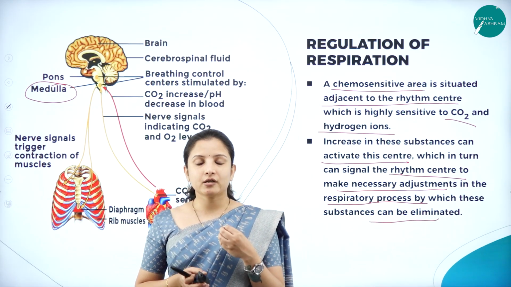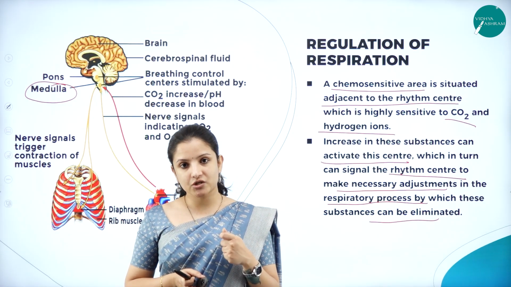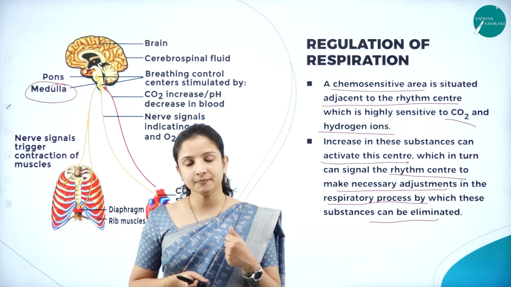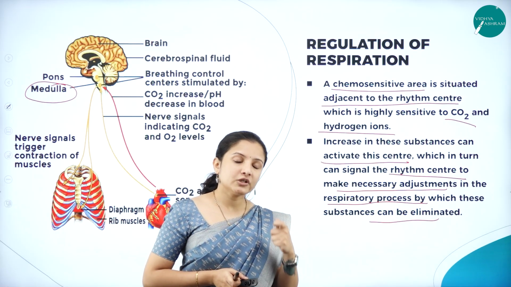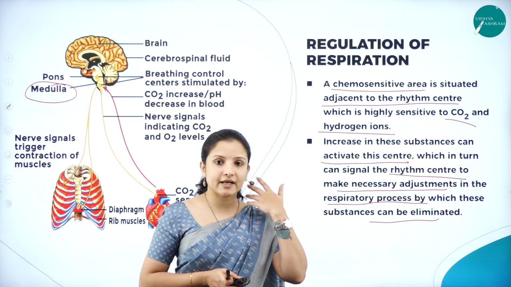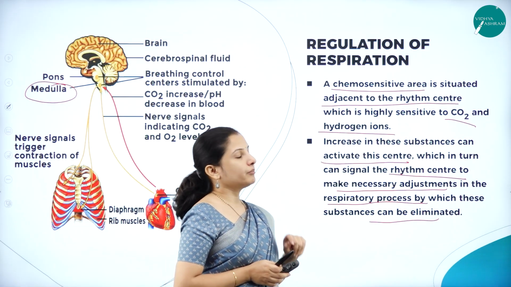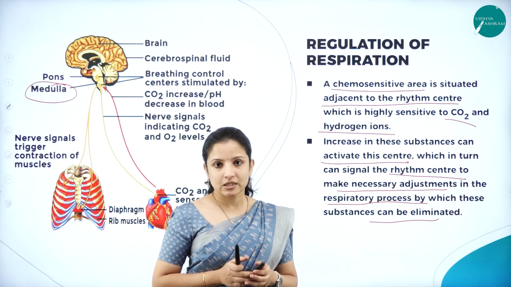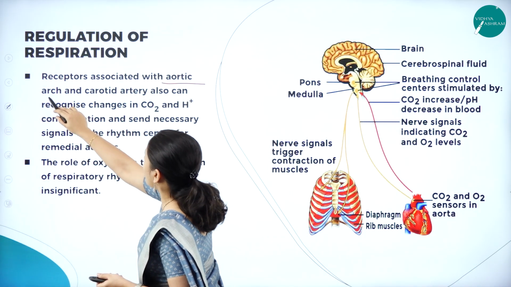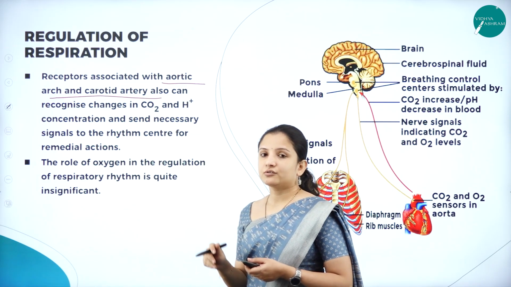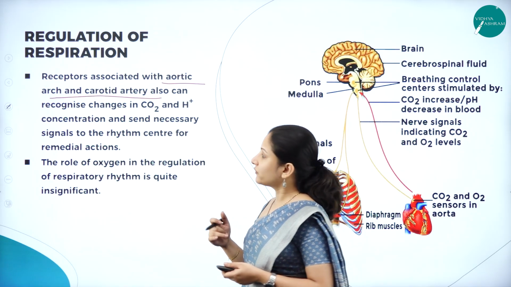If we need to take in oxygen, how much oxygen has to be taken in? How much inspiration has to occur? That is controlled by the pons and the rhythm center, that is the medulla region. And how much carbon dioxide has to be given out? That is controlled by the chemosensitive area and the rhythm center, that is the medulla region. And there are some receptors associated with the aortic arch and the carotid artery. These aortic arch and carotid arteries also participate in the transport of the gases.